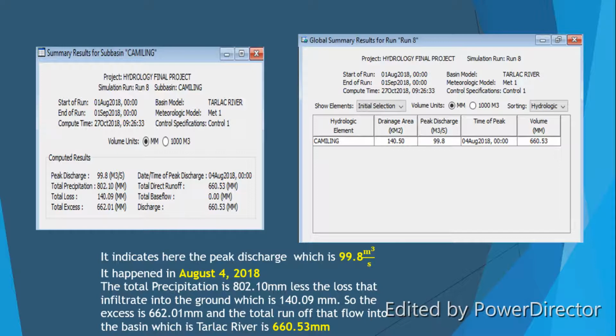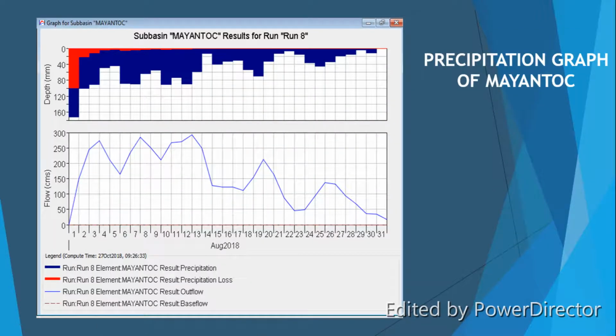It indicates here the peak discharge, which is 99.8 cubic meters per second, and it happened on August 4, 2018. The total precipitation is 802.10 millimeters, less the loss that infiltrates into the ground, which is 140.09 millimeters. So the excess is 662.01 millimeters, and the total runoff that flows into the basin, which is Tarlac River, is 660.53 millimeters. The precipitation graph of Mayantok.